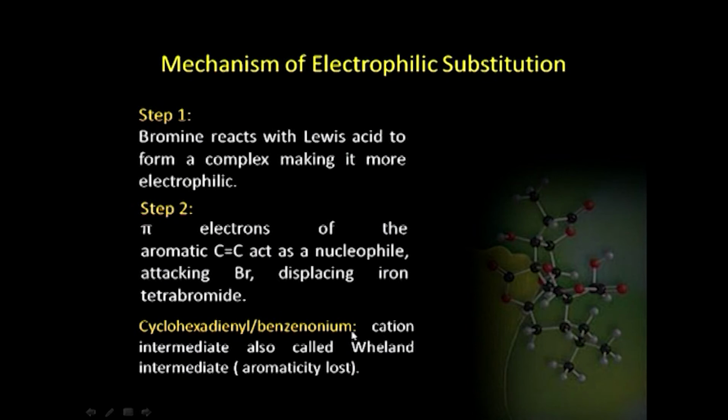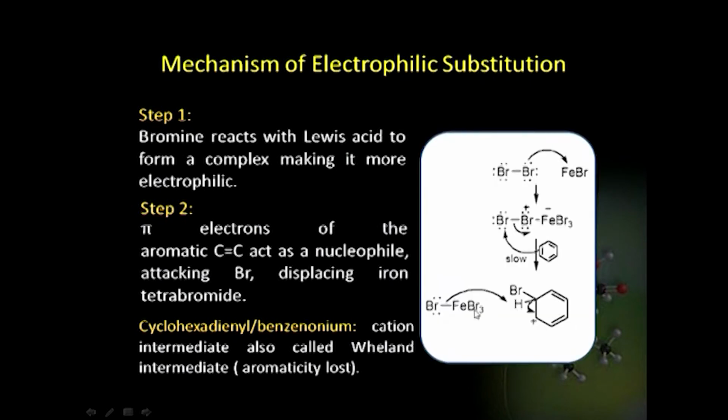The cyclohexadienyl or benzenonium ion, the cation, is formed during the reaction, which is also called the Wheland intermediate. The aromaticity is lost in this particular step. So, formation of the carbocation is the second step of this mechanism.